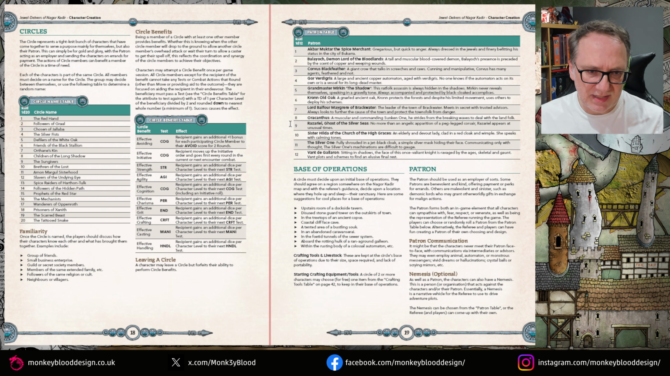It's also the place where, if you've got any crafting tools to make things, such as a forge or metalworking tooling, that would be located. Obviously you can't cart that around with you on your adventures. So your base of operations is where that resides, and also any livestock that you keep.